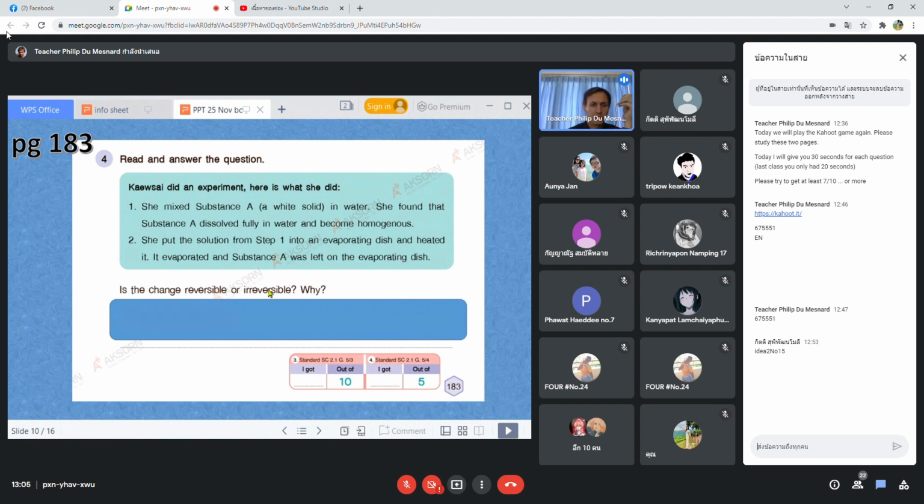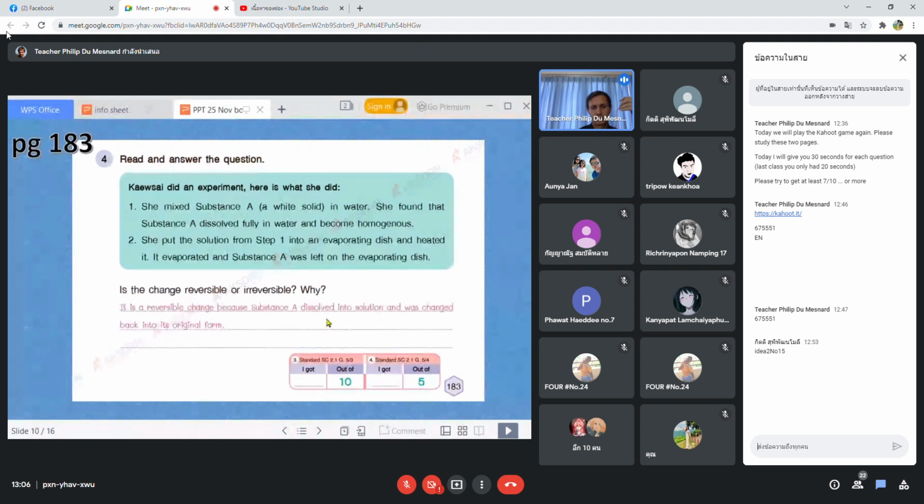So is the change reversible or irreversible? And why? So that means, can you dissolve it again? So we had the solid, we dissolve it, we take away the water, now we have the solid again. Can we dissolve it again? Yes or no? Yes. Yes, we can. It is reversible. So it's not irreversible, it's reversible. That means it has to be a physical change. Yeah, a good job. So it is reversible, and so this was a physical change.